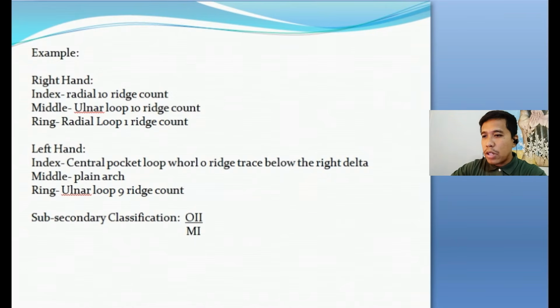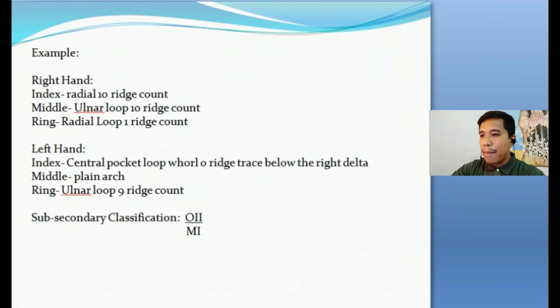Now, in the discussion of the previous episode, if the ridge count between the right delta and the ridge where you stop the tracing is 2 or less, 1, 0, 0, 1, and 2, such shall be called mid. Okay? Please review ridge tracing and ridge counting. So basically, the index of the left hand is considered as mid.